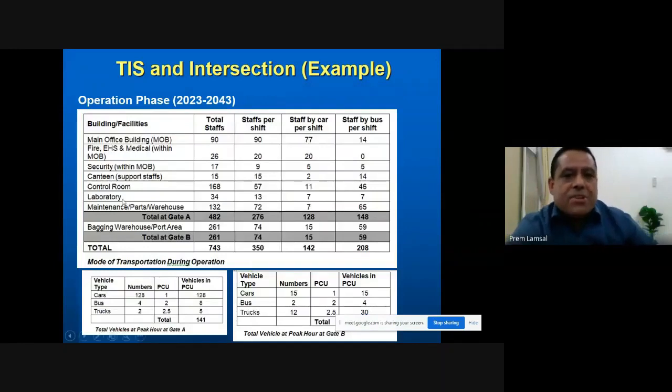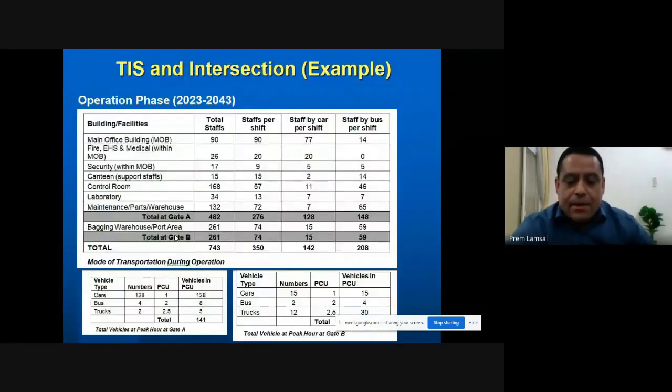Similarly, this is for the operation phase. It was a 20-year design period project, planned to open from 2023 to 2043. During that time, what is the total number of people working there? What are the staff? How will they be transported there, how many people are dropped at gate A and gate B? We need all this data to design and decide the proper type of intersection. I'm just sharing with you how TIS is normally carried out and how we bring the TIS recommendation into intersection design.